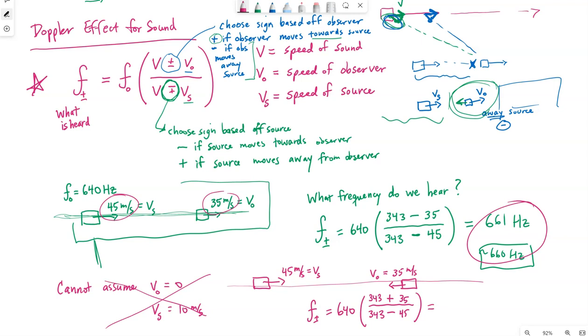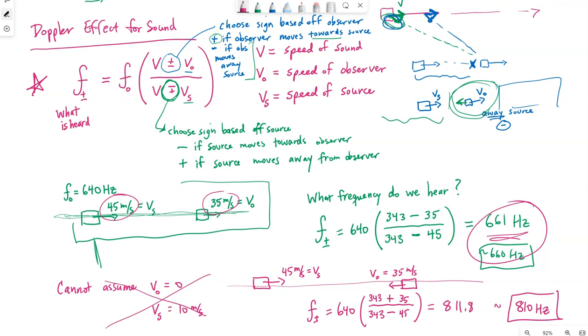So plugging these numbers in, I'm getting 811.8, so roughly 810 hertz. That's a lot bigger than what we heard when we were traveling in the opposite direction. But hopefully that makes sense. We're coming closer and closer to that cop car very quickly in this case.